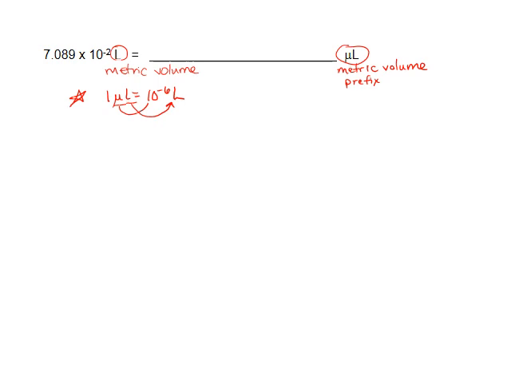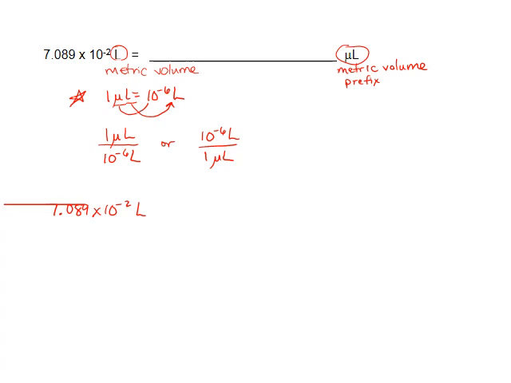After you have the equality that you need, you write the 2 possible conversion factors from that equality. You might be able to skip this step later on, but for now, I suggest that you do it for practice. So we'll take 1 microliter over 10 to the minus 6 liters, or 10 to the minus 6 liters over 1 microliter. Next, write down the given information with its units. In this case, we have 7.089 times 10 to the minus 2 liters.